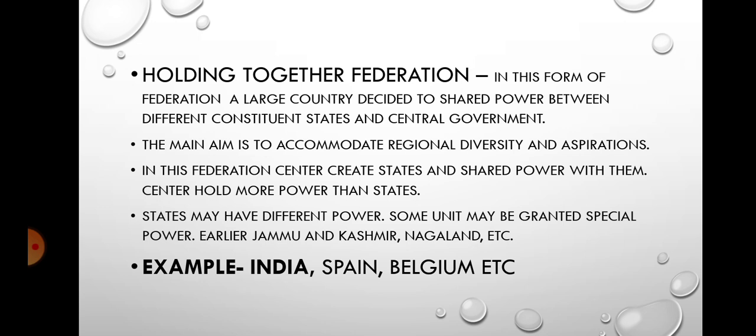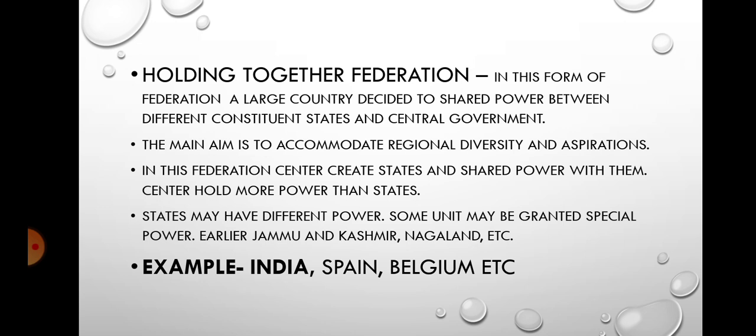The second type of federalism, holding together federalism. In this form of federalism, a large country decided to share power between different constituent state and central government. In this kind of federalism, a larger country exists prior to the state. A country, for better administration, divided its territory into smaller states and transfer its power to them. The main aim is to accommodate regional diversity and aspiration.